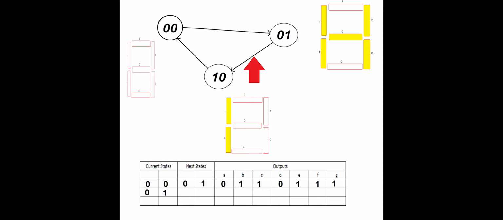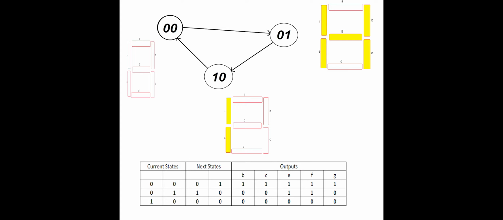Similarly, we see that after 0, 1, the system goes to state 1, 0. And outputs E and F are on. Finally, the system goes from state 1, 0 back to state 0, 0, and all of the outputs are off. You can see here that outputs A and D will never turn on, so I can leave them out.